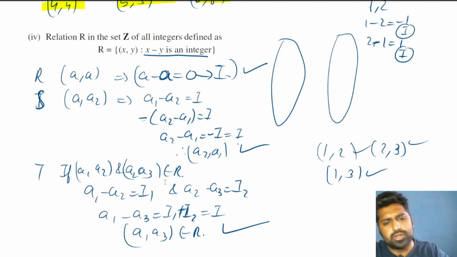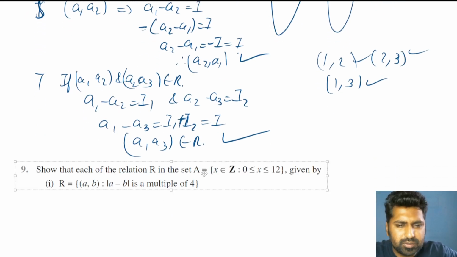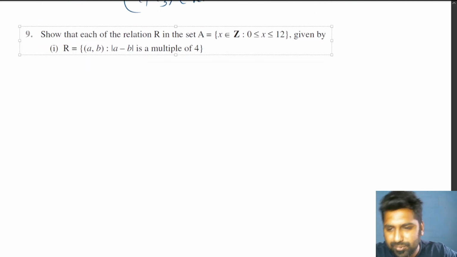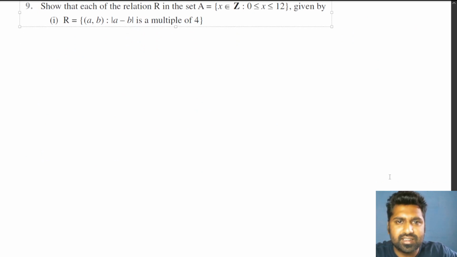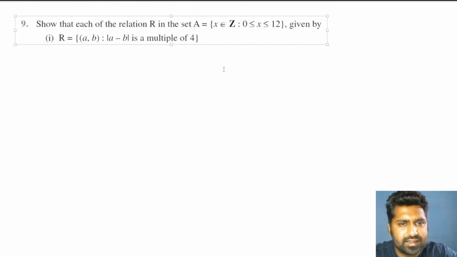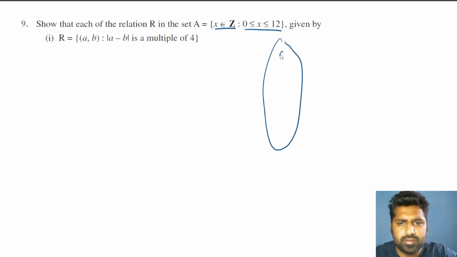Okay, look at this question. It has mod, so when the relation is combined with mod, it looks ugly, but the question has the same idea. You have to generate elements which satisfy the relation. Although it says it's a relation in set A where x belongs to Z, it applies the condition that x should be greater than or equal to 0 and less than or equal to 12. So if I draw it, it will be 0, 1, 2, 3, 4, 5, 6, 7, 8, 9, 10, 11, 12.